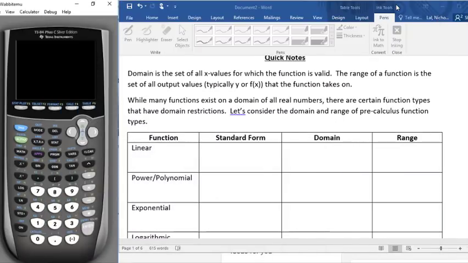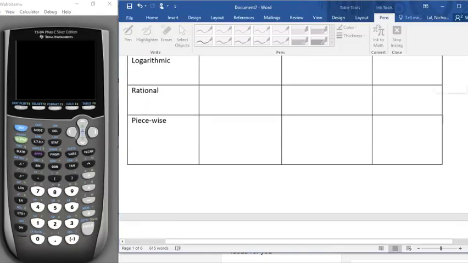Hello, pre-calc students. Going over 2.01 functions, the first section of the pre-calc final review packet.